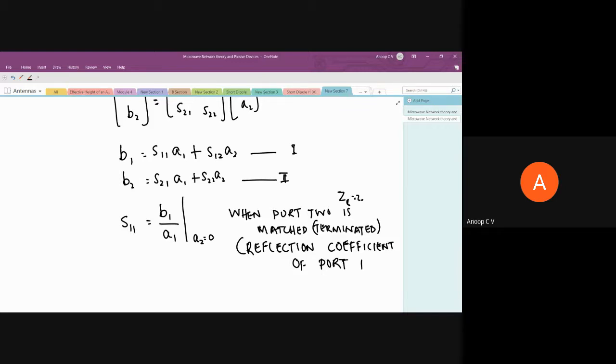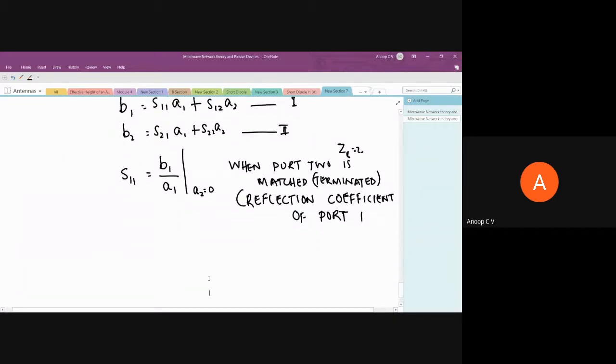And in most cases in microwave, the network which you are encountering will be a multi-port network. It may not be a one-port or two-port network, it will be a multi-port network. Minimum starting from 3 you can expect. Yeah, that is S11.